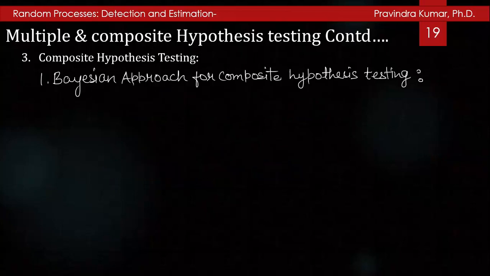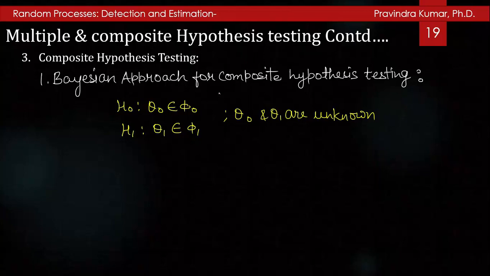Now we will discuss the Bayesian approach for composite hypothesis testing. In general problems, we decide between H0 and H1 when the PDFs depend on different sets of unknown parameters. These parameters may or may not be the same under each hypothesis. Under H0, assume that the vector parameter theta naught that belongs to phi naught is unknown, while under H1, we assume the vector parameter theta 1 that belongs to phi 1 is unknown.